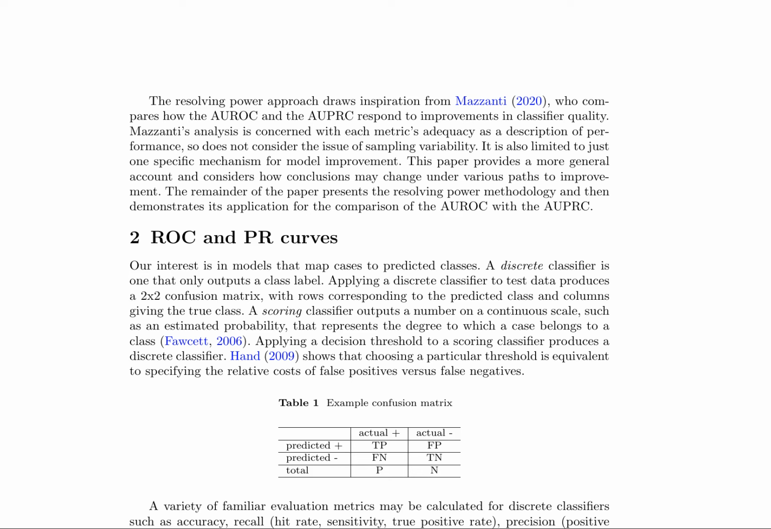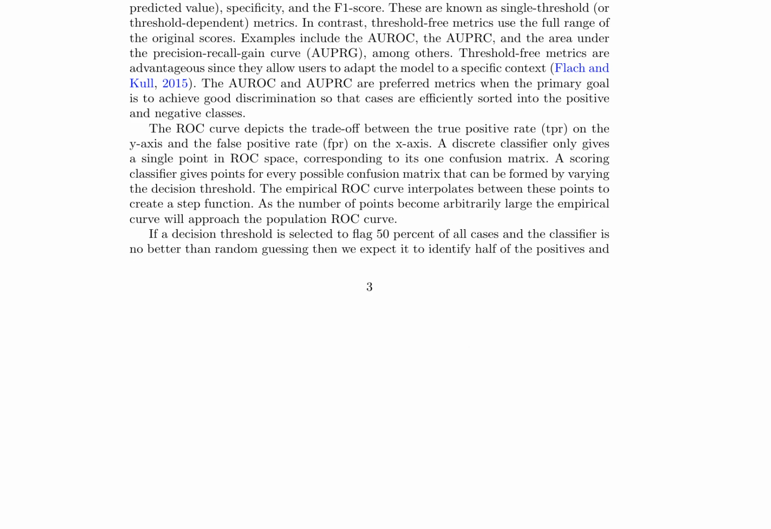The concept of ROC curves is also explained, which depict the trade-off between true positive rate and false positive rate. These curves are generated from scoring classifiers' confusion matrices, providing a visual representation of the classifier's performance at different thresholds. The paper highlights the advantages of threshold-free metrics over single-threshold metrics, as they allow users to adapt the model to specific contexts. This approach provides a comprehensive understanding of classifier performance, enabling researchers and practitioners to make informed decisions when choosing a classifier for their particular application.